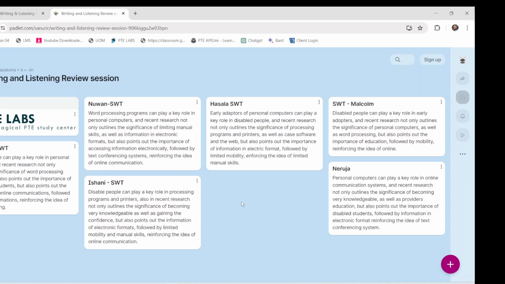Next, we'll go to Nuan's answer. Word processing programs can play a key role in personal computers, and recent research not only outlines the significance of limiting manual skills as well as communication, as well as information in electronic formats, but also points out the importance of accessing information electronically, followed by text conferencing systems reinforcing the idea of online communication.